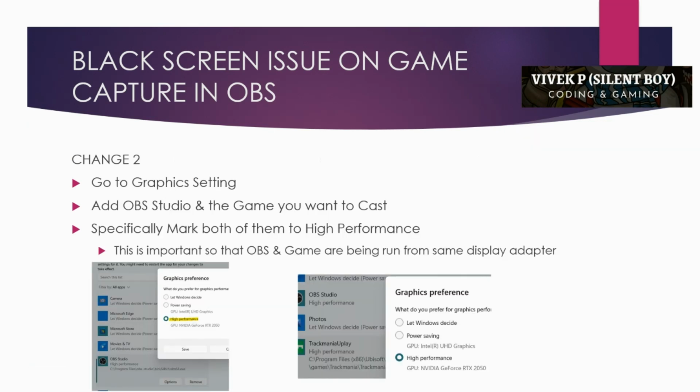After that, the next thing is you have to make sure both OBS and the game you want to cast are using the GPU you have. For that, go to the graphics settings of your system. Over there, firstly add the apps. Add both apps, OBS Studio as well as the game you want to cast. Then for each of these applications, mark them for high performance and set the GPU.